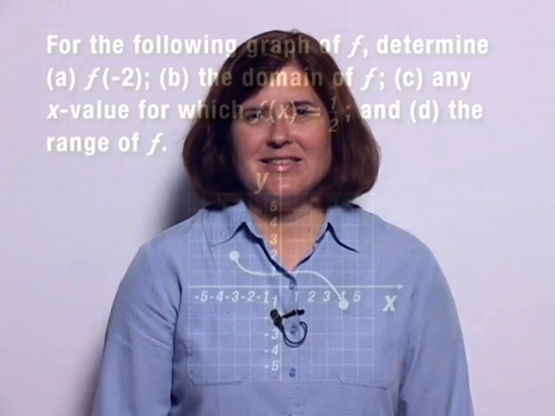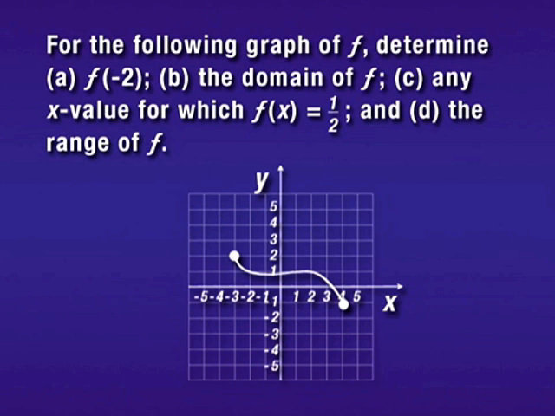In the next set of questions, we'll be looking at functions. For the following graph of f, determine a, f of negative 2, b, the domain of f, c, any x value for which f of x equals 1/2, and d, the range of f.